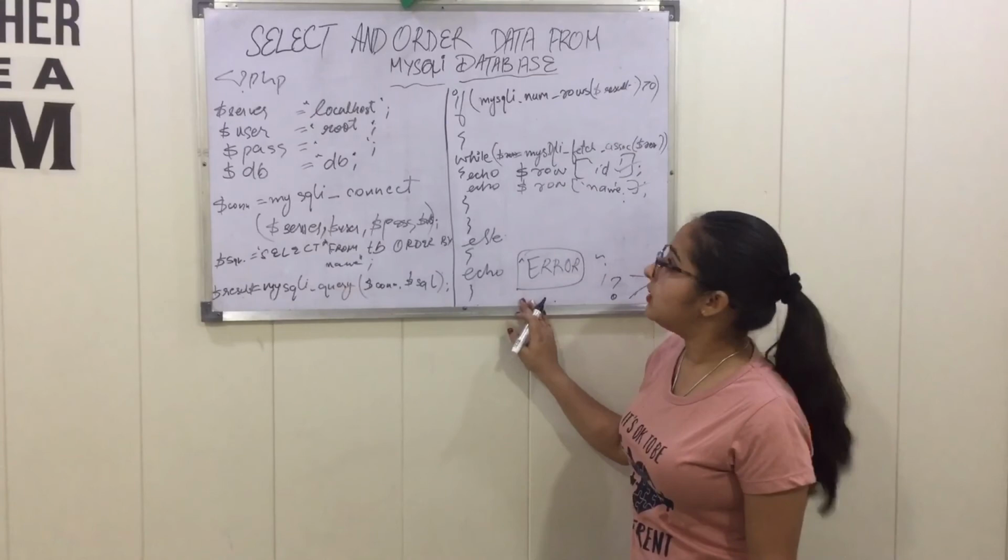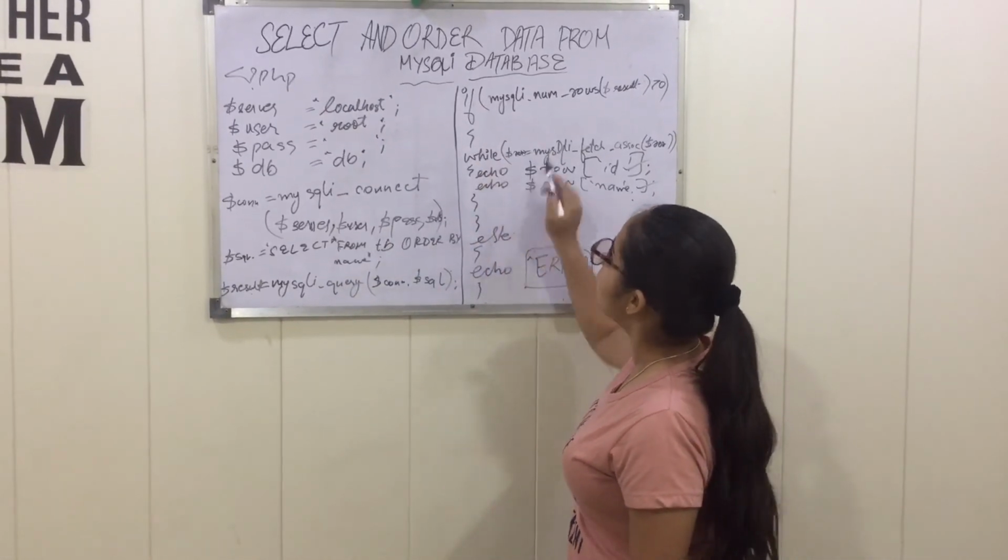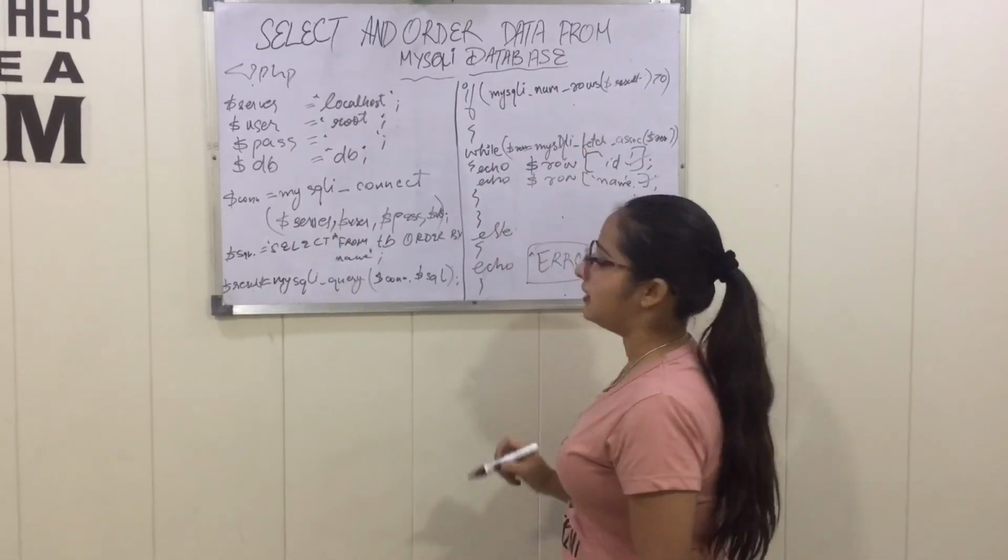So this is how we can use select and order data from the MySQLi database in PHP.